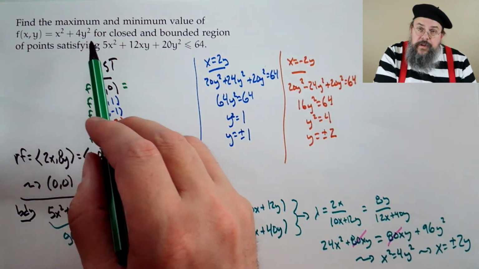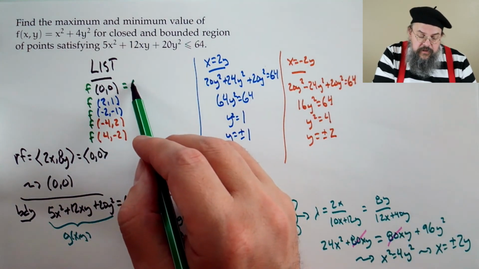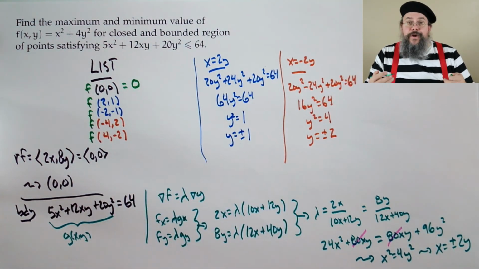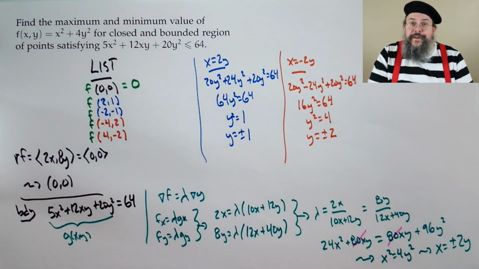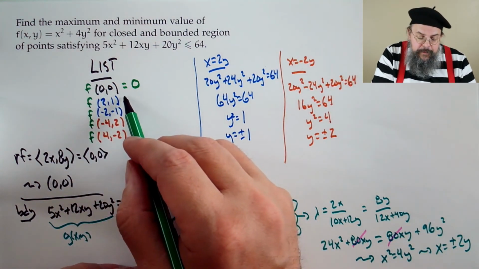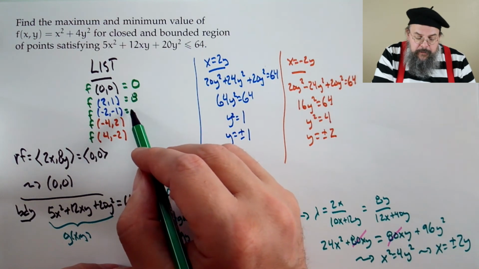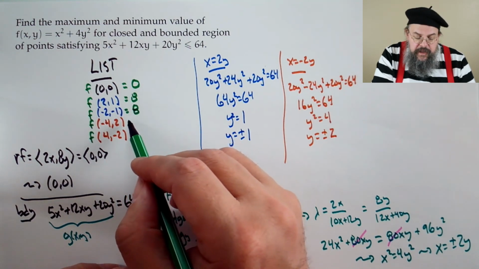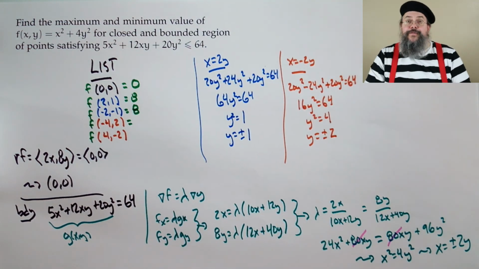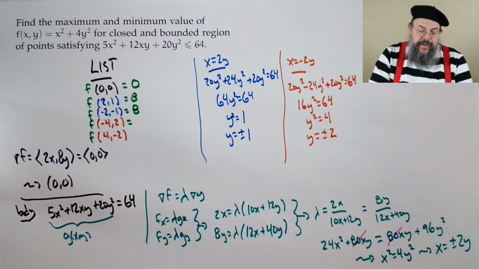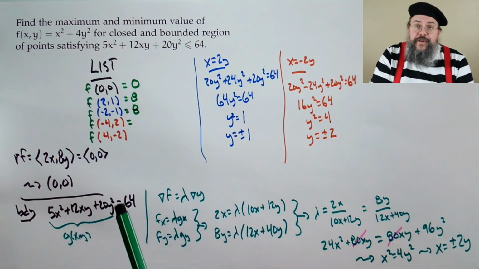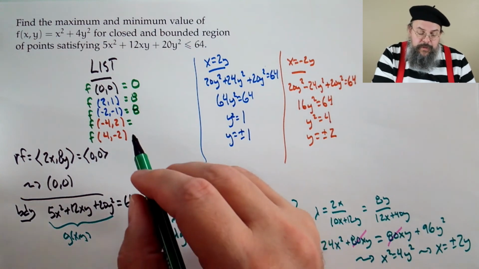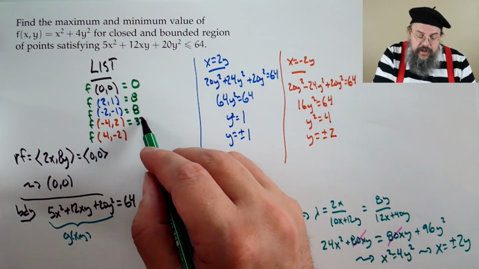Well, 0, 0 is really easy. We get 0. How about 2, 1? Well, we get 4 plus 4. That makes 8. And because we square, it's going to be the same thing for minus 2, minus 1, still 8. How about minus 4 comma 2? Well, that would be 16. And then 4 times 2 squared is 4 times 4, another 16, which put together gets us 32.